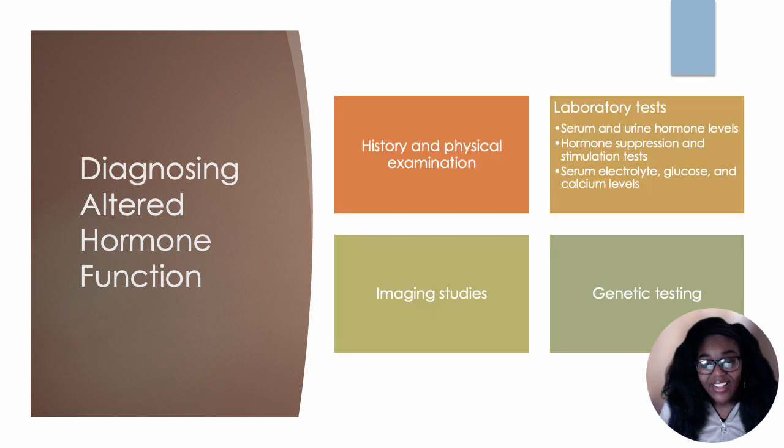depleted. When you are diagnosing hormone function, you want to have a history and physical examination, and then you'll have laboratory panels that are pulled. Normally it's your serum and urinary hormone levels. You'll have hormone suppression and stimulation tests, and you'll also have electrolytes, glucose, and calcium levels that are also tested. They'll also look at imaging studies and also look at your genetic makeup as well.